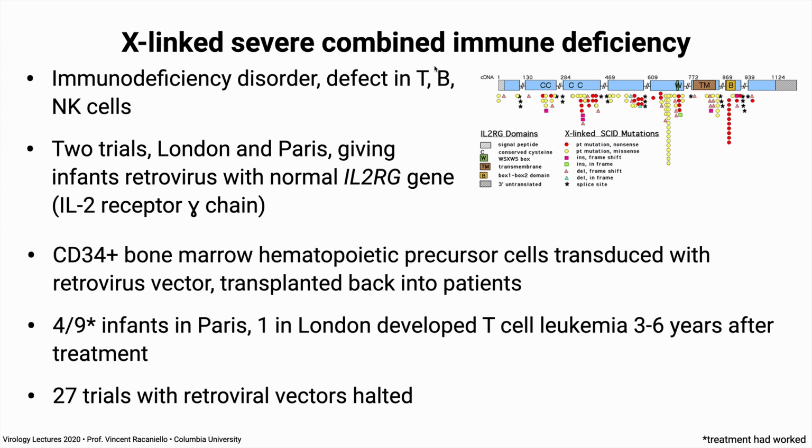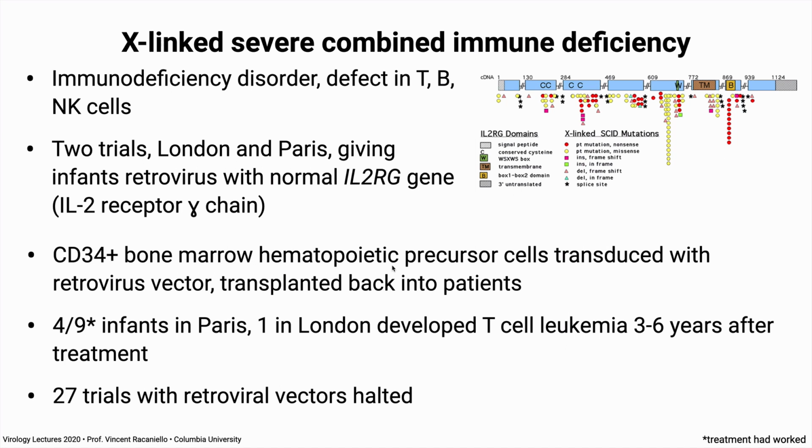Another disease, X-linked severe combined immune deficiency. These people have a defect in T, B, and NK cells, very susceptible to infections. They have mutations in the IL-2 receptor gamma chain. Okay, and that gene is shown here, and all these circles and triangles are mutations that have been identified in various patients of different sorts, different parts of the protein, transmembrane, etc. Anyway, so there were 2 trials done in London and Paris giving infants, you have to treat this early because otherwise you have a horrible life, with a retrovirus with a normal gene.